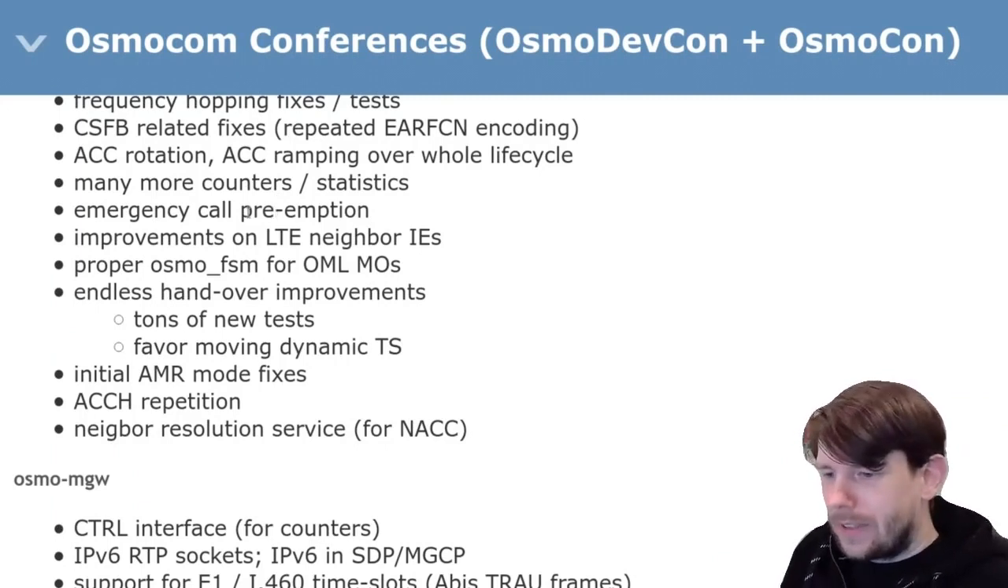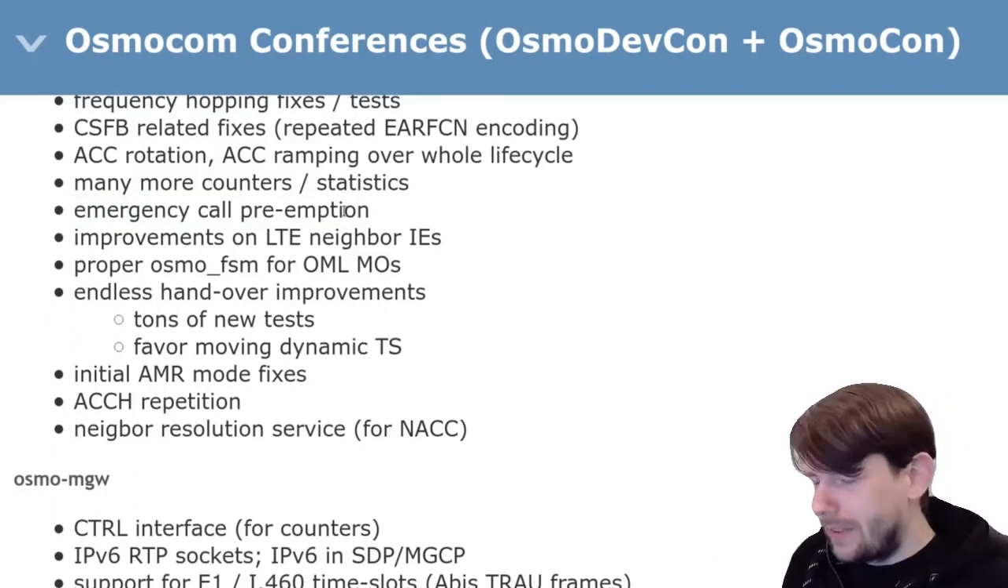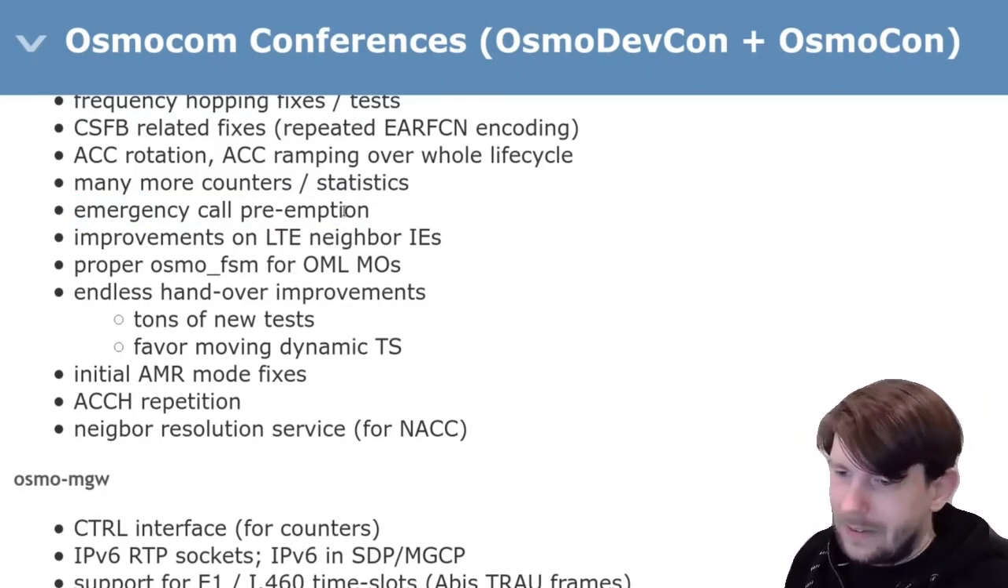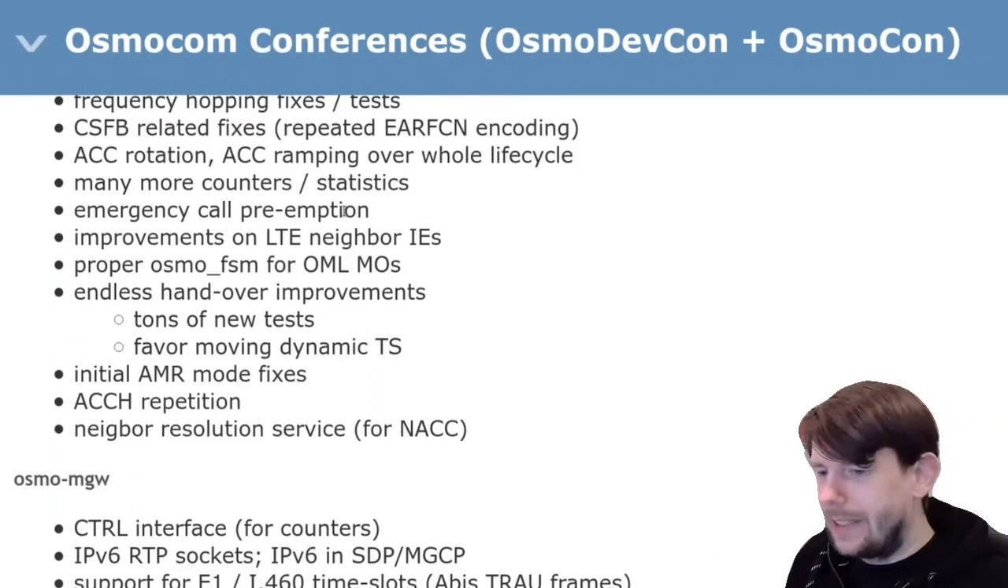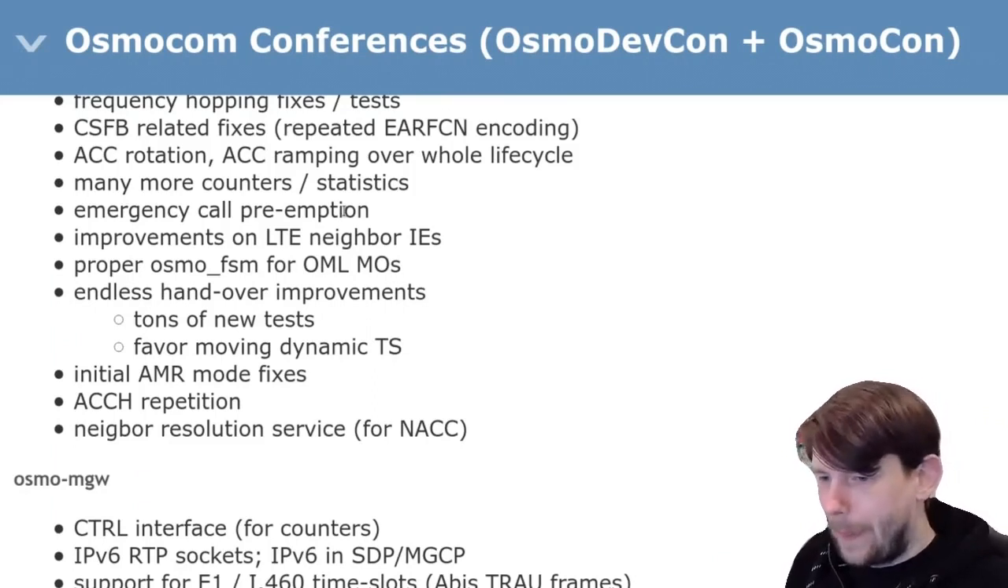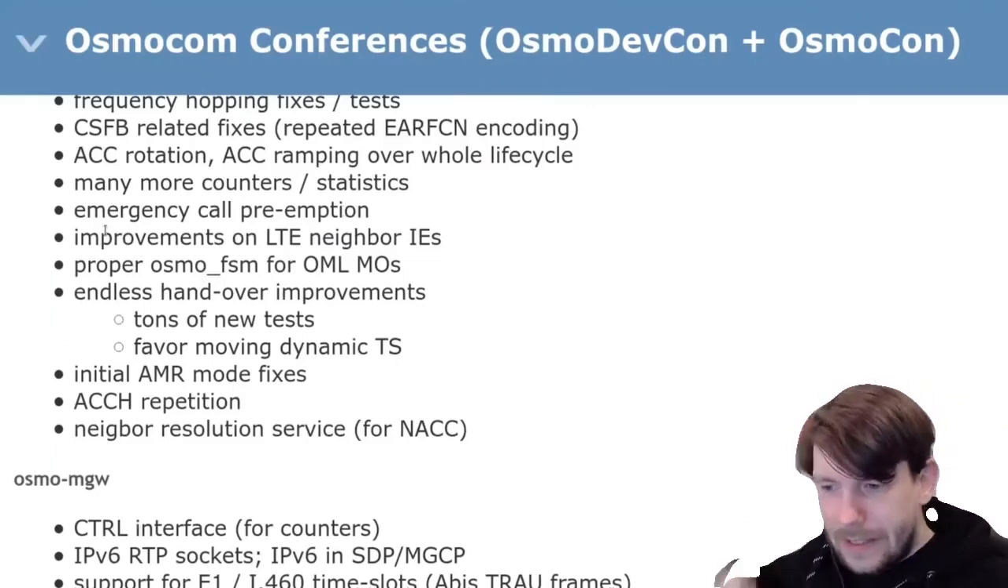We now support emergency call preemption. That means if emergency calls are enabled and an emergency call is received and all channels are allocated, then some other existing non-emergency call is terminated immediately, and that radio resource is then allocated to the emergency call. Something that's required for regulatory reasons in a lot of deployments.